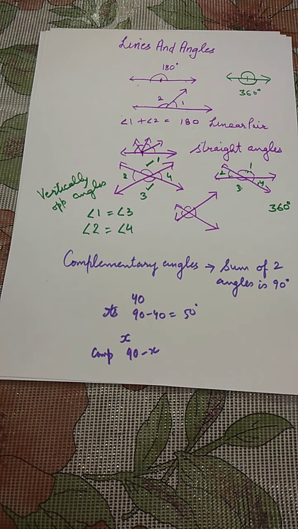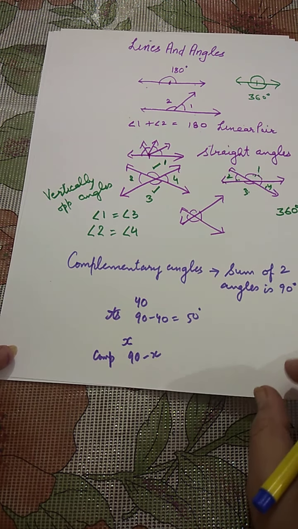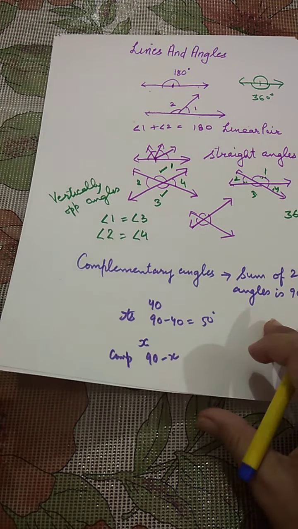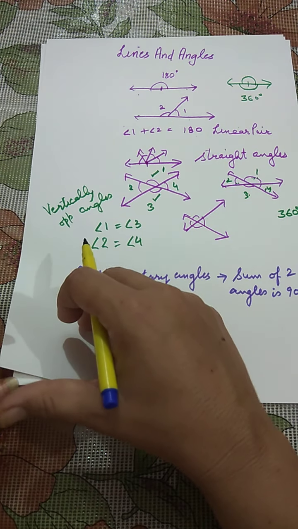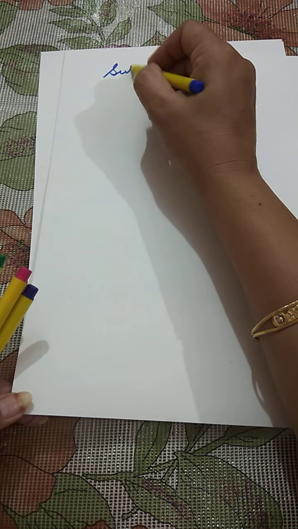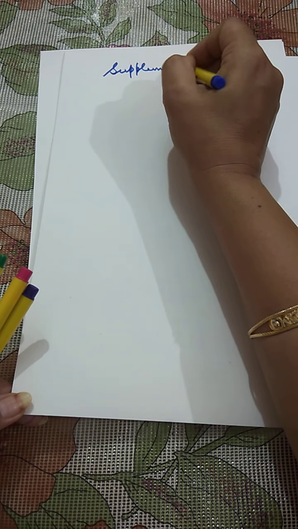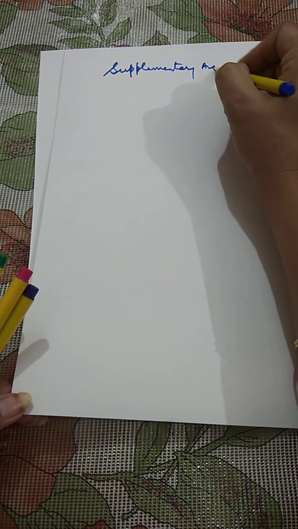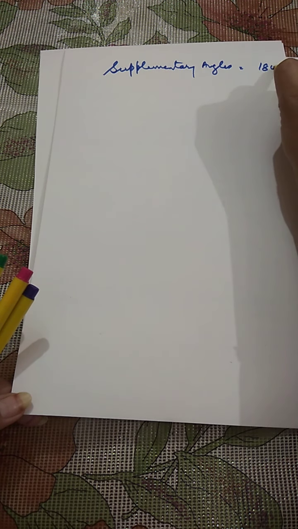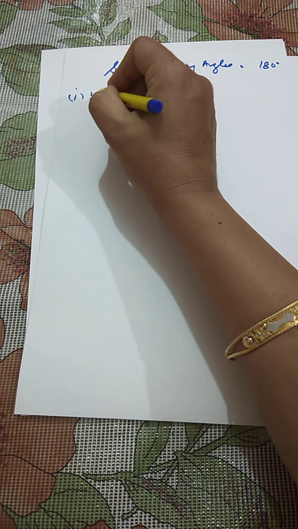And the same is the case with supplementary angles. What are supplementary angles? Like complementary angles, where the sum of two angles is 90 degrees, when the sum of two angles is 180 degrees, they are called supplementary angles. So let us start solving the first sum. Find the complement of each of the following angles. First is 35 degrees.